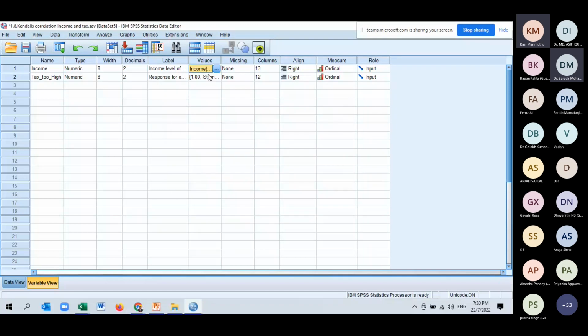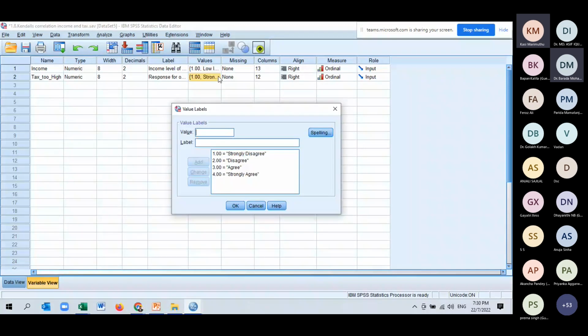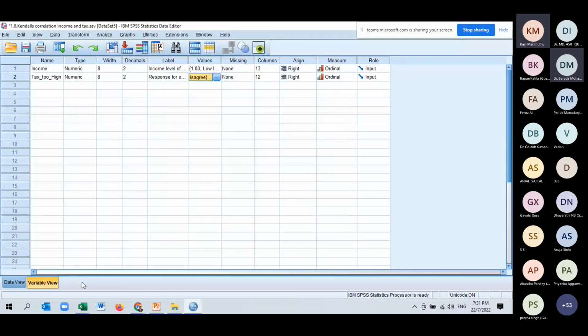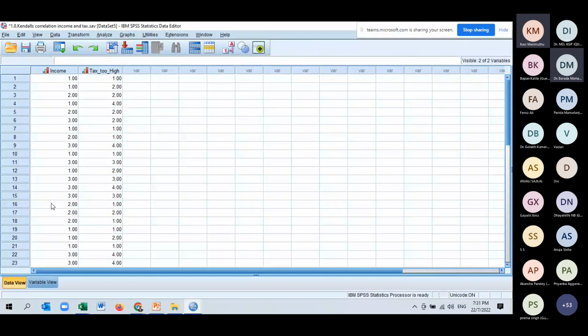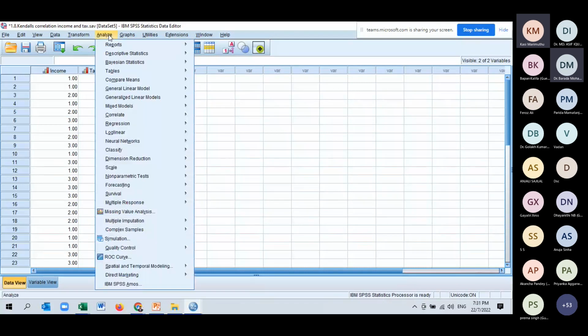The response, taxation is very high. There are 4 Likert scale. 1 means strongly disagree, 4 means strongly agree, 3 means agree, 2 means disagree. So 4 Likert scale. The data were entered as 1 to 3 for income, 1 to 4 for taxation, the Likert scale. Shall we run? Okay, sir.